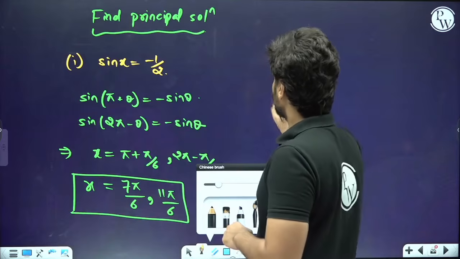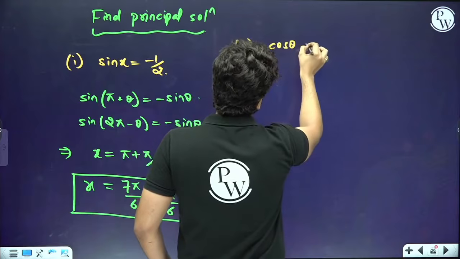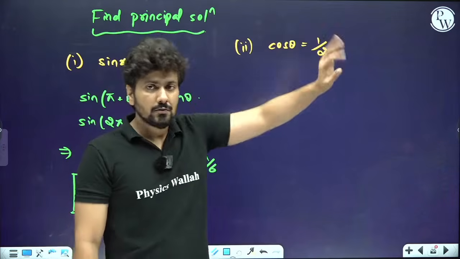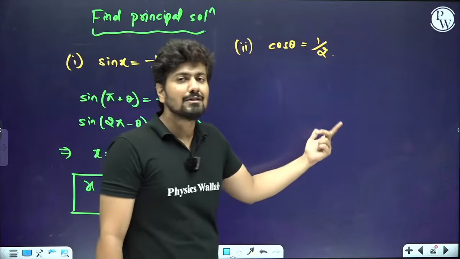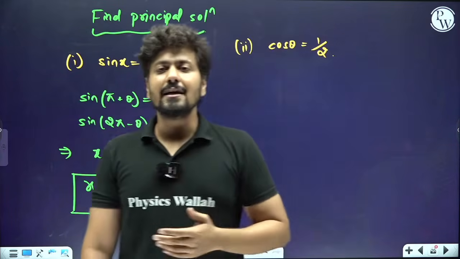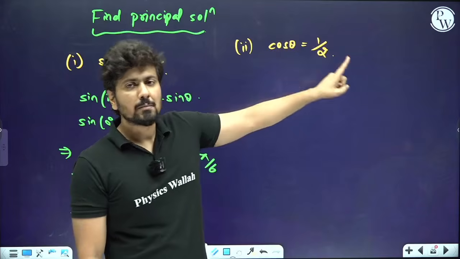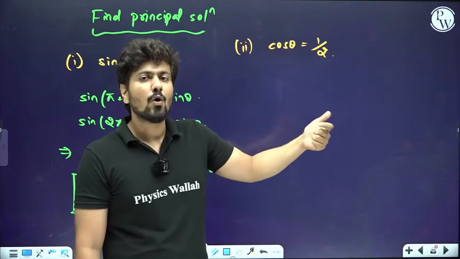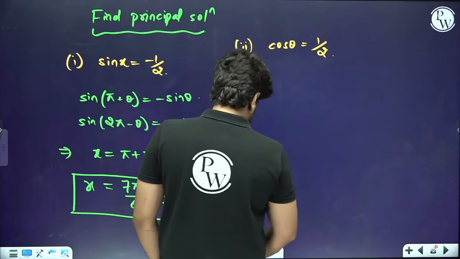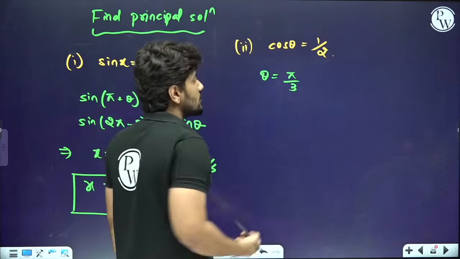Okay, now let me ask you another question. Cos theta is equal to 1 by 2. First of all, it is a positive value, so which quadrants? Cos theta is positive in the first quadrant and then again in the fourth quadrant. At what value of theta will cos be equal to 1 by 2? In the first quadrant we know 60 degrees, or we can call it pi by 3. So theta will be equal to pi by 3, because we know that cos of pi by 3 is equal to 1 by 2.